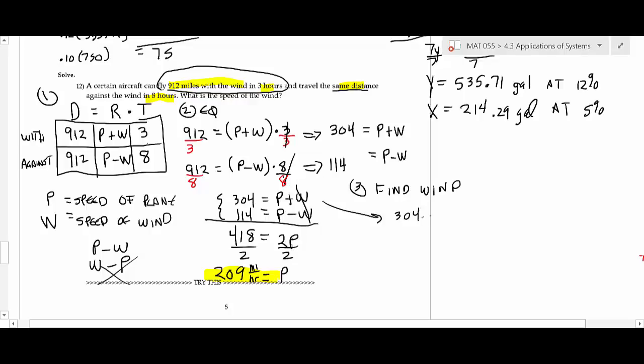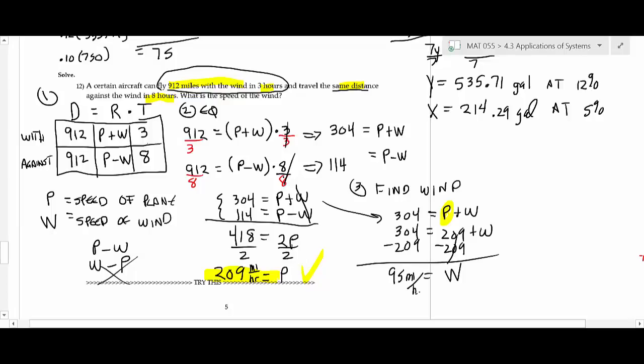You just go back to one of the equations of your system, you take your pick, and now we know the speed of the plane was 209, right? So I'm going to solve this equation: 304 is equal to 209 plus W. That's an easy equation to solve, so now you can subtract 209 from both sides, and if you do that, you get the speed of the wind. So what's that? 95? Yeah, okay, so that's 95 miles per hour, the speed of the wind.